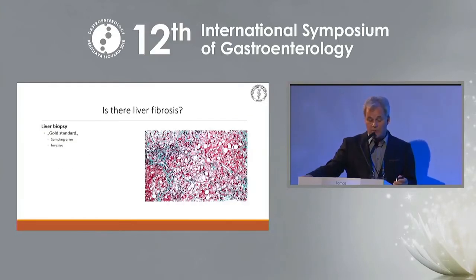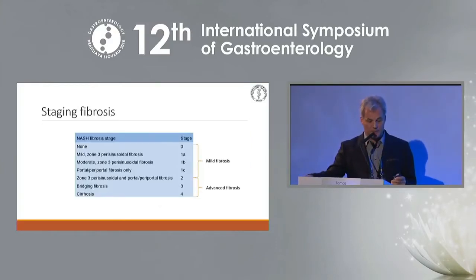The next topic, which is probably the most important, is to look for liver fibrosis. Why do we look for fibrosis? Well, we know that fibrosis is a prognostic factor, and the gold standard has been the liver biopsy, although we know that, of course, the liver biopsy is not a perfect standard because there's a lot of sampling error, it is invasive, and maybe expensive and painful.